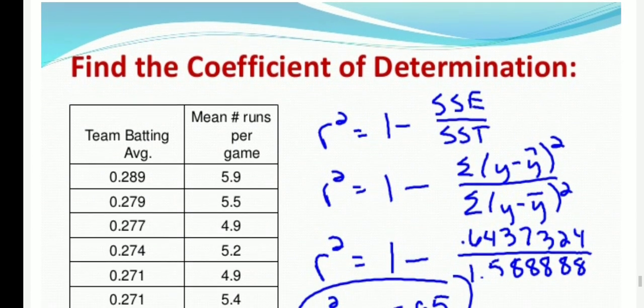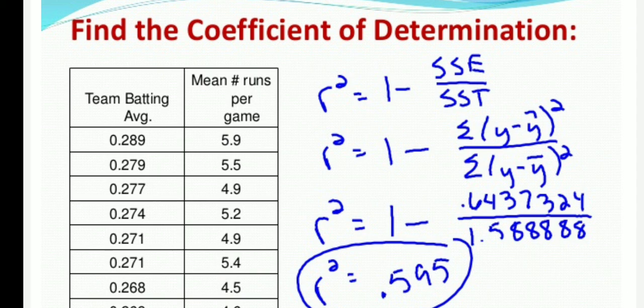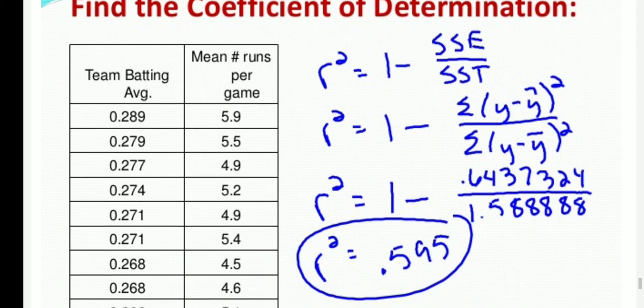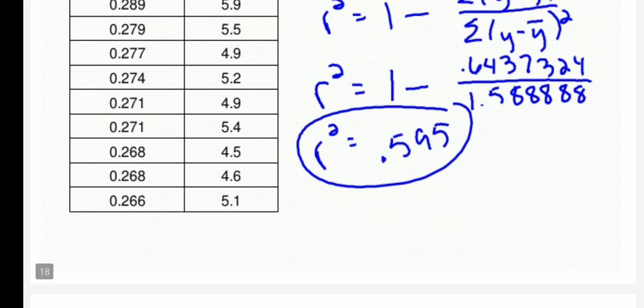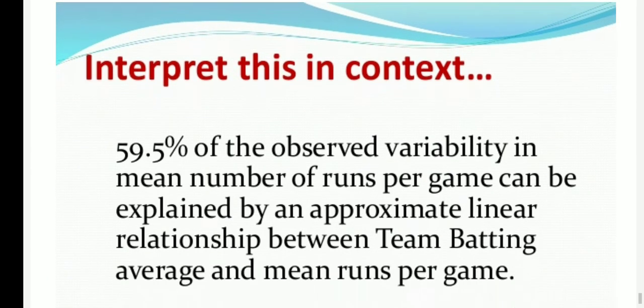Now find the coefficient of determination for another example: team batting average and run rate per game. R squared equals 1 minus explained sum of square divided by total sum of squares. Explained sum of square is (y minus y cap) the whole square, and the total sum of square is (y minus y bar) the whole square. That is equal to (y minus y estimated), 0.6437 etc., divided by 1.51, minus this, that gives you 0.595.